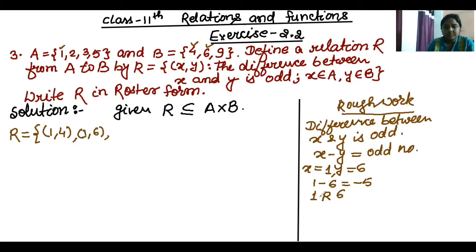Now next element we will find out. So 1 with 9. So x equals 1 and y equals 9 we will take. So 1 minus 9, we are getting here minus 8. This is not an odd number. Means 1 is not related to 9. Okay, we'll not write here. This is not an element of R. So now next we will find out the next element.